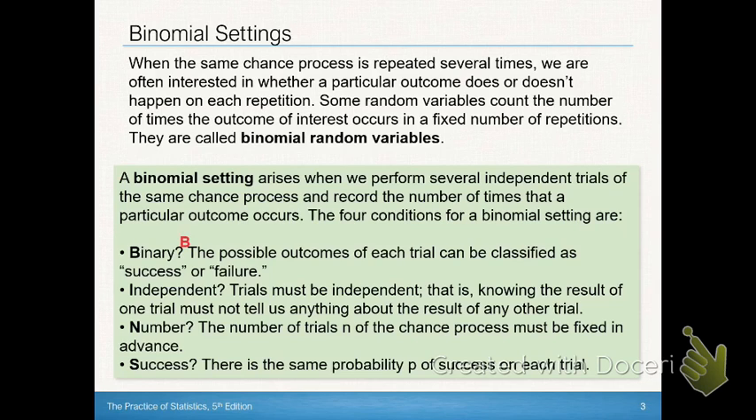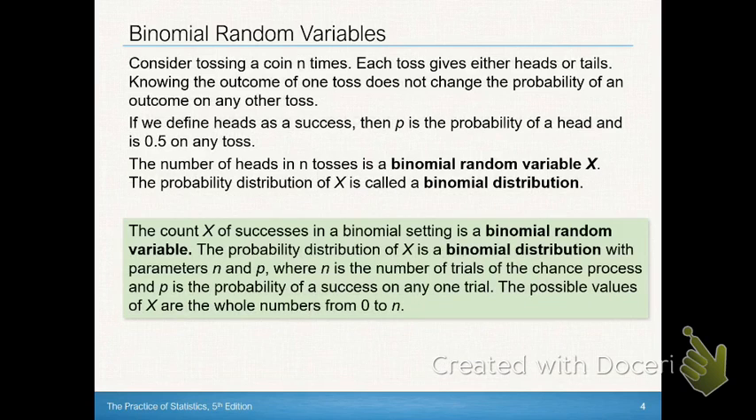So we use the acronym BINS, B-I-N-S, to help us remember to check these 4 things. Anytime you meet those 4 things, you can move forward with this process. So if those 4 things are met, we have a binomial setting, which means that we have a binomial random variable. And if we match those outcomes with our probabilities, then we have a binomial distribution.